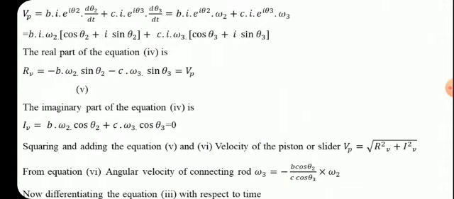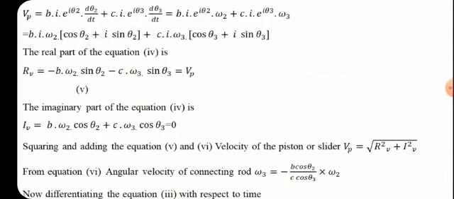Therefore, minus b omega 2 sin theta 2, since i into i is i squared, minus 1, minus b omega 2 sin theta 2 minus c omega 3 sin theta 3 is equal to the velocity of the piston. This is equation number 5, the real part of the 4th equation.